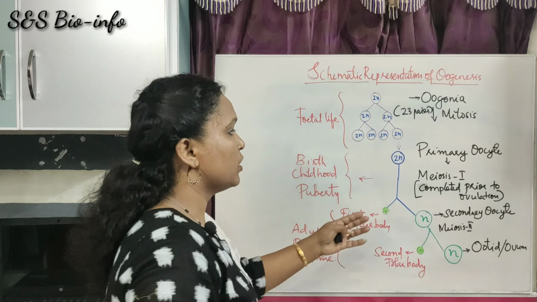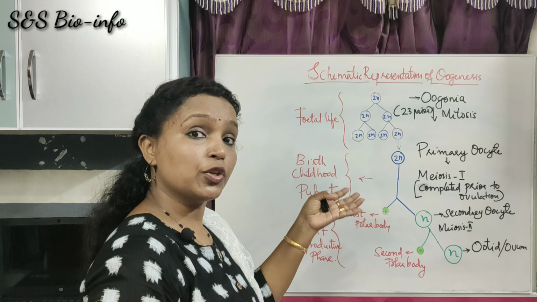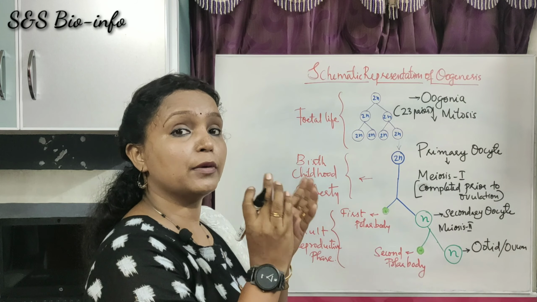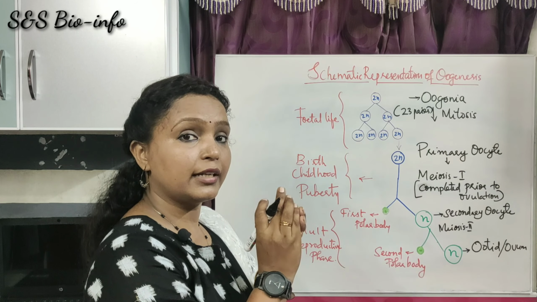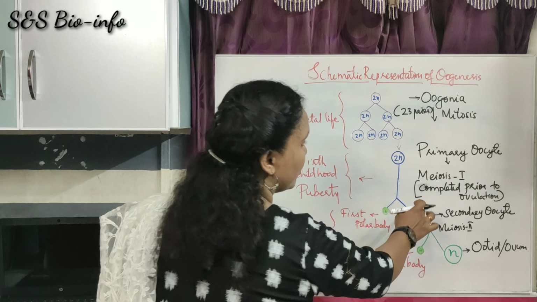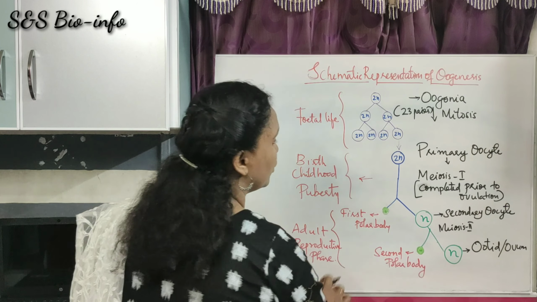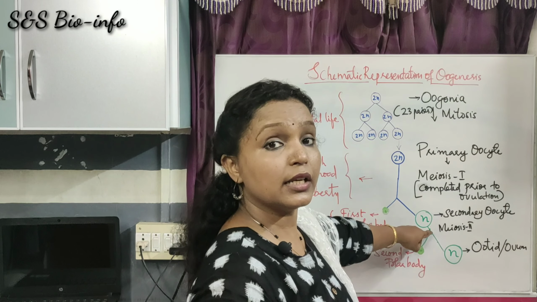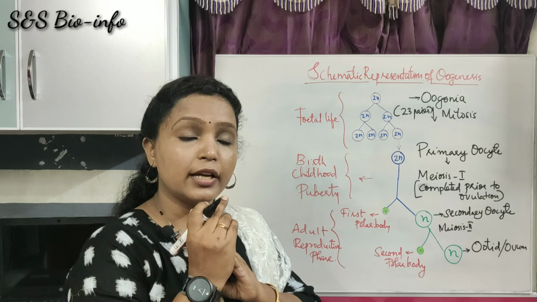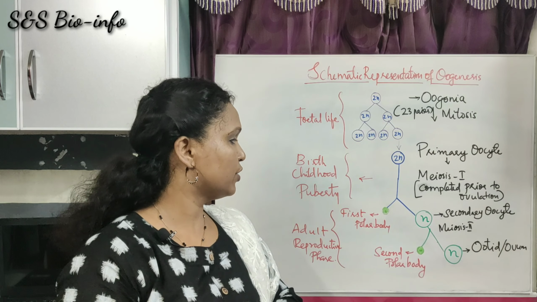Okay, meiosis 1 resumes at the time of puberty, so the rest of the phases take place there. At the same time, the complete maturation of the primary oocyte takes place, so that the primary oocyte converts into a secondary oocyte. At the same time, it releases the first polar body. The secondary oocyte is haploid in nature. After the complete maturation of the secondary oocyte, it is released from the ovary. That process is called ovulation.